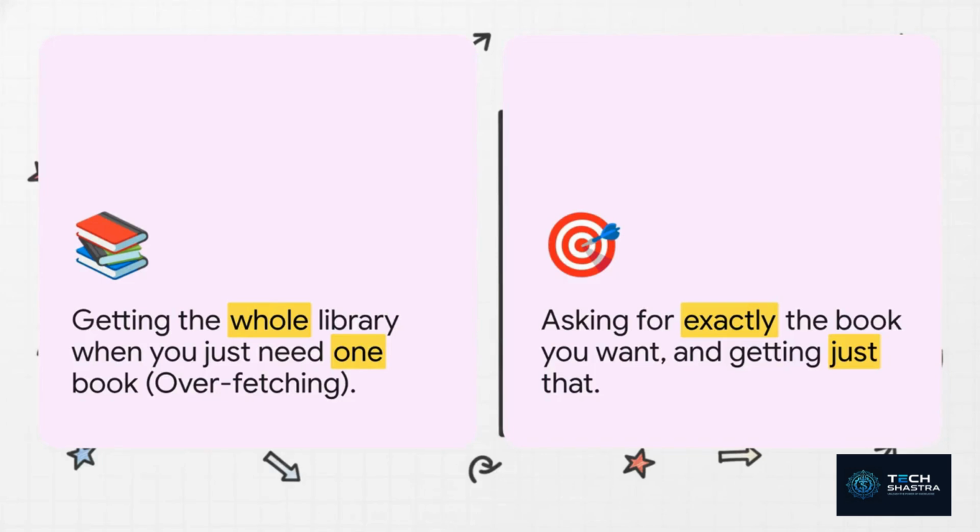So, what's all the buzz about GraphQL anyway? Well, this slide just nails the core problem it solves. With the old way, REST APIs, it's kind of like you go to the library for one specific book and they just dump the entire building on your front lawn. That's called overfetching, and it's a huge waste. GraphQL completely flips that. It lets you ask for exactly the book you want, and only that book. And that precision, my friends, is why this skill is so in demand.